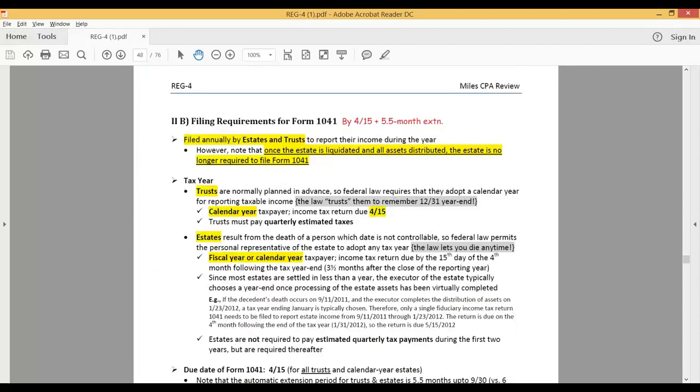Something that I don't have in the slide here: filing requirements of Form 1041. Generally, they need to file by April 15th, plus they get a 5.5-month extension. Trusts must file on a calendar year basis. Estates, though, can be on a fiscal year because it depends upon the date of death of a person, right?